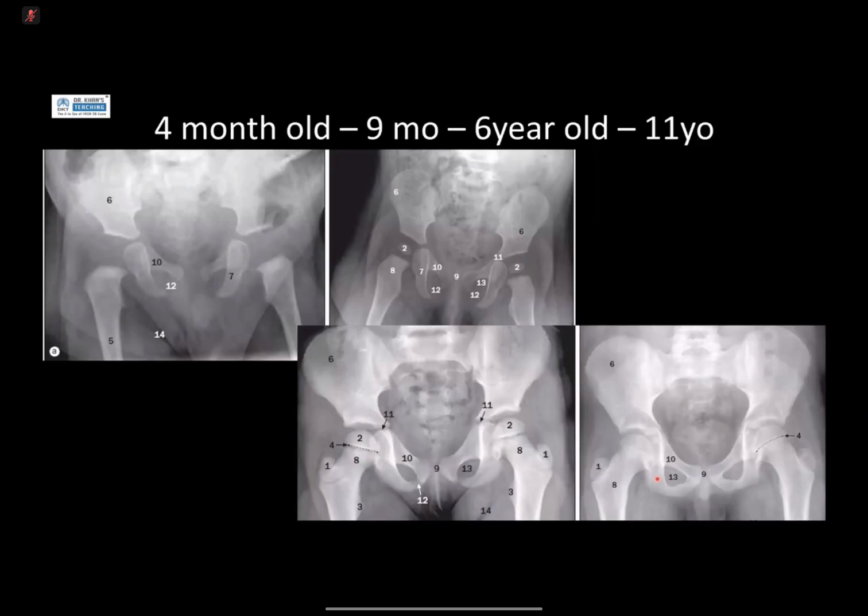Now, DDH, just a little bit of DDH. The reason why we do it as early as possible, so 4 to 6 weeks, and then we can monitor them up to about 4 to 6 months. That's because of the ossification center.